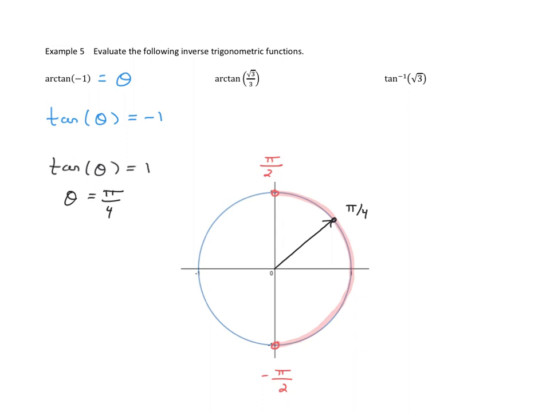That's not the answer to this problem. In fact, the angle I want to use is down here because this is where tangent is going to be equal to negative 1. This is negative pi over 4. That must mean since tangent of negative pi over 4 is equal to negative 1, and negative pi over 4 is between negative pi over 2 and positive pi over 2, that is the answer to this problem.